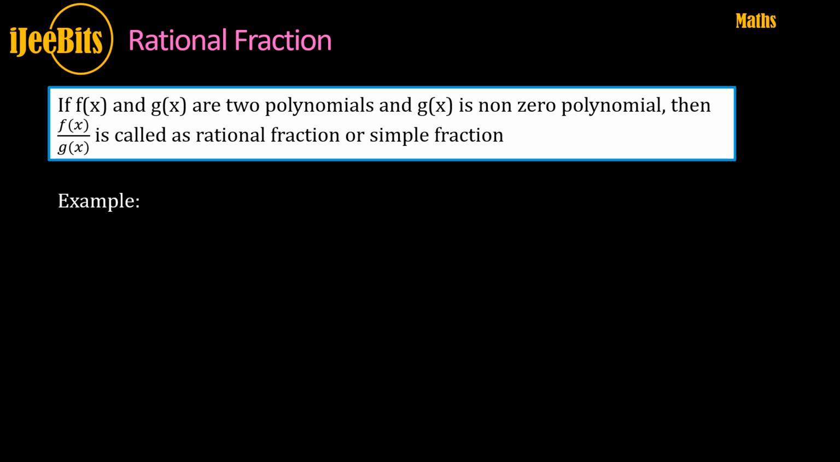Fundamentally, when we talk about fractions, we should remember what is meant by a rational fraction. Suppose f of x and g of x are two polynomials, and g of x is a non-zero polynomial. In that case, f of x by g of x is called a rational fraction or a simple fraction.